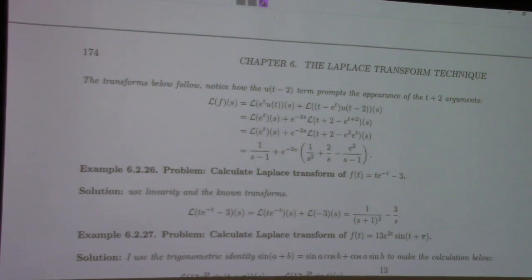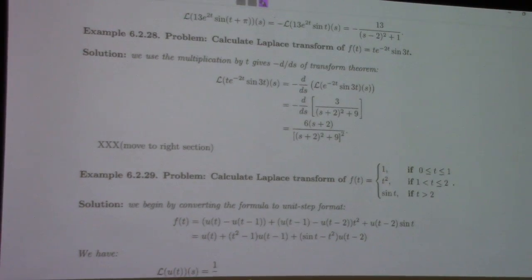All right, let me see if I can find that one. Oh, look at this. Here's the t theorem in action.